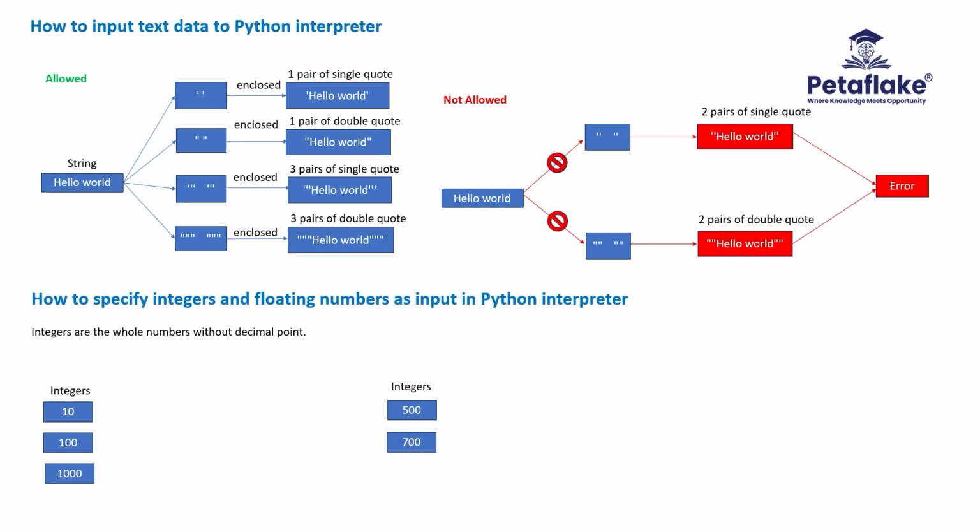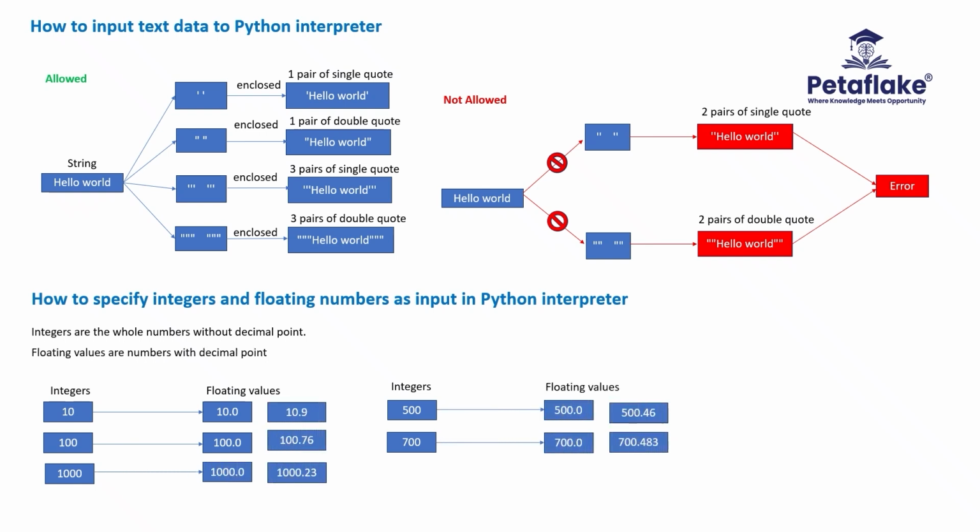If we specify a decimal point next to the integers, the value will be understood by the interpreter as a floating value. 10 is equal to 10.0, but the interpreter understands 10 as integer and 10.0 as floating value. 100 is equal to 100.0, but the interpreter considers 100 as integer and 100.0 as floating value. All the numbers with a decimal point will be considered as floating values by the interpreter.